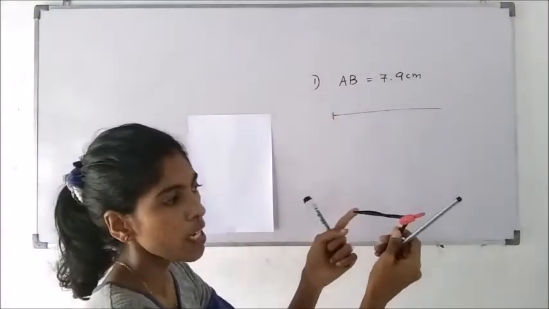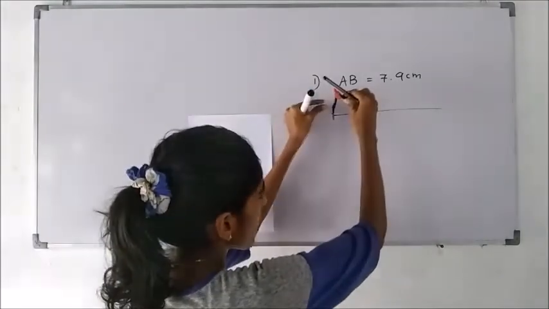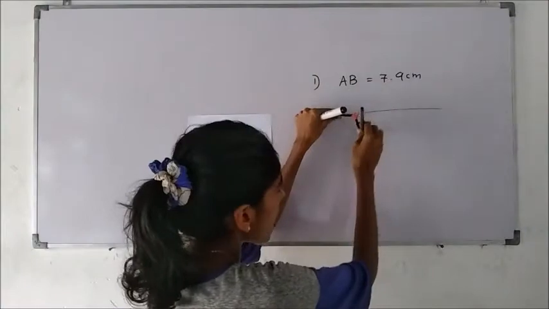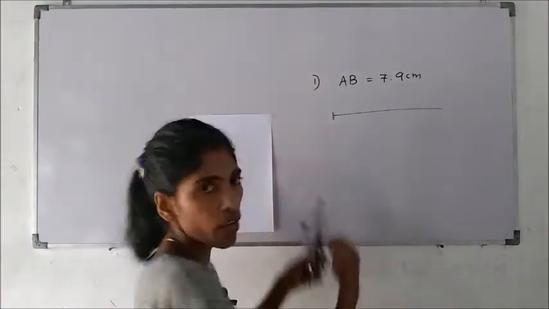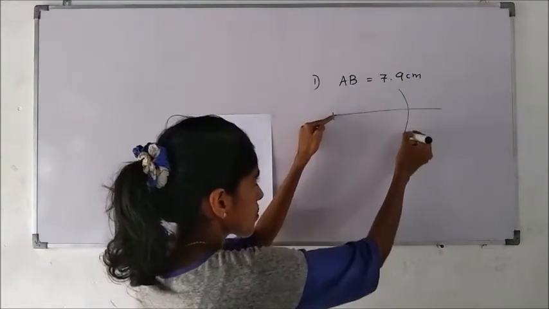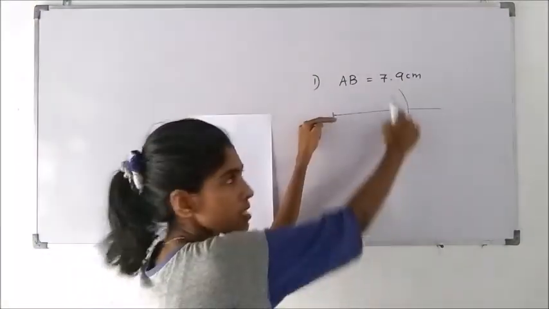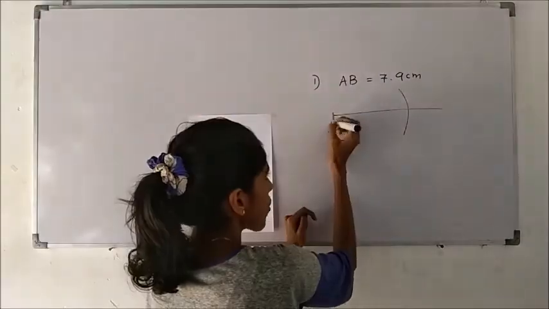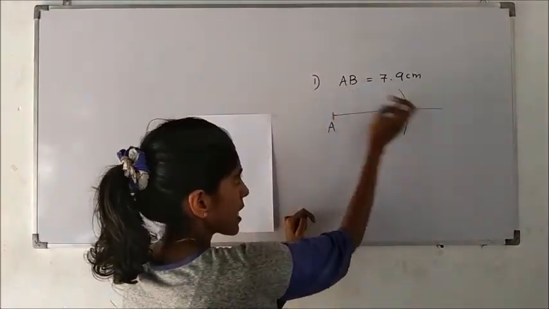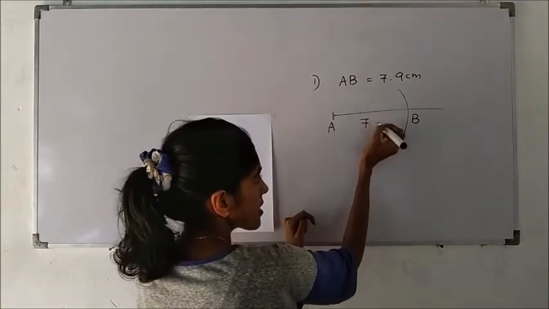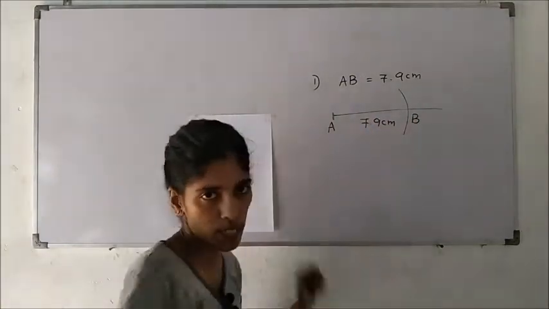Then this middle point should be kept at the starting point that you marked. Thereafter draw a small arc segment to mark 7.9. By keeping the middle point here, with the pencil point, you draw an arc. This curved line segment is called an arc. So this starting point I am naming as A, the ending point I am naming as B. So this length is 7.9 centimeters.